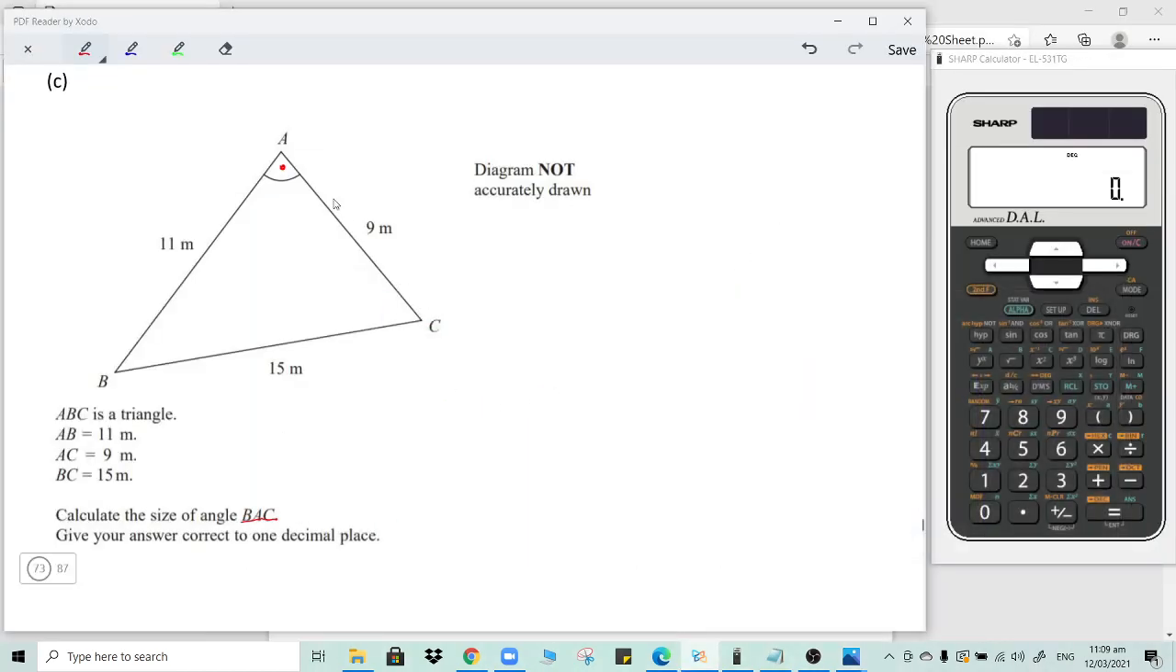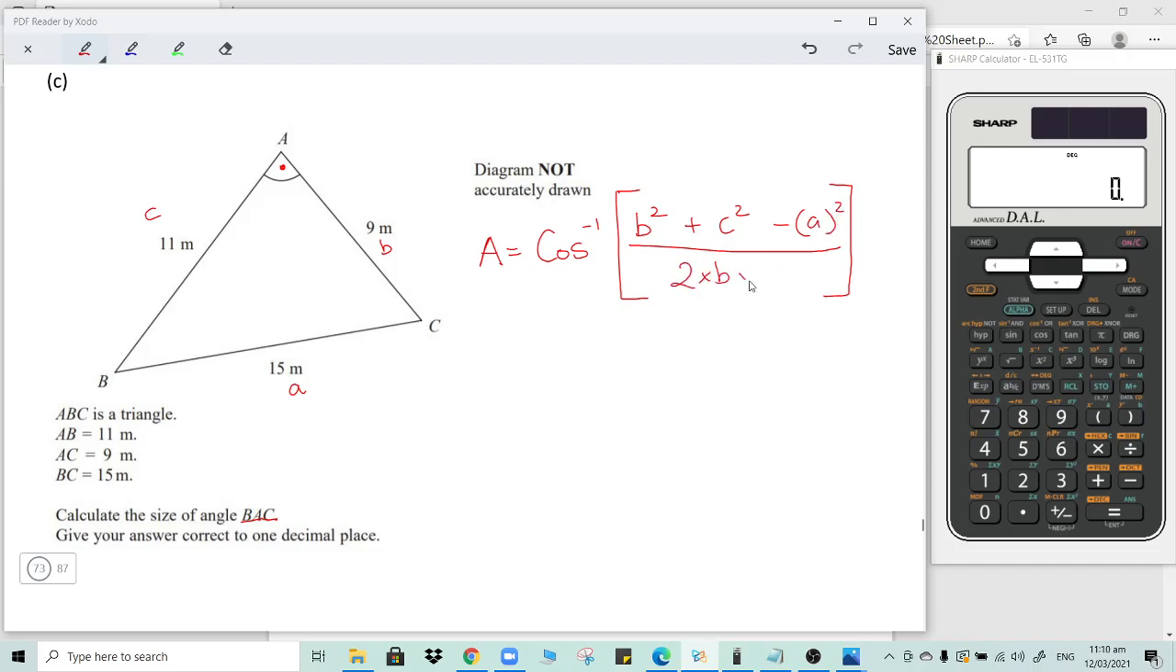So to find this angle, let's label the sides. Here's small a, here's small b, and here's small c. We're finding capital A. To find capital A, according to the formula, give me a few seconds to write it back here. So it's b squared plus c squared minus, in brackets, a squared, divided by 2 by b by c. Let's fill in the values here.